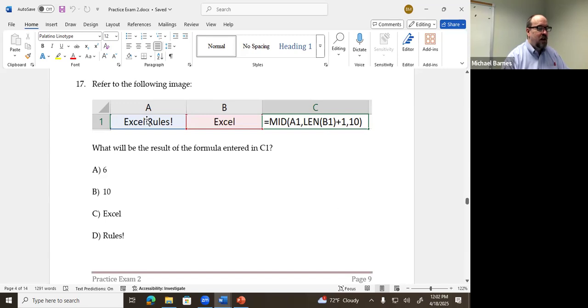And it says pull everything 10 characters, which we don't have a full 10 characters, but it doesn't really matter. It's going to do as many characters as it can. So it's going to say 1, 2, 3, 4, 5, 6, 7, 8, 9, 10. So we'll pull the rules exclamation mark. That's D, okay?